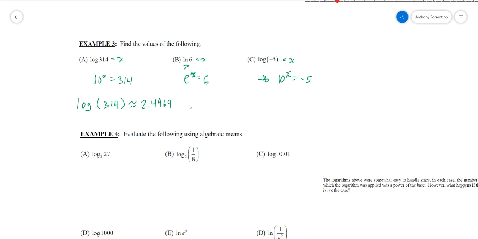The natural log of 6 is approximately equal to 1.7918. Again, that's just mostly put in your calculator.